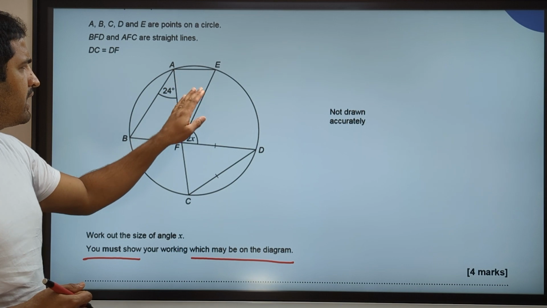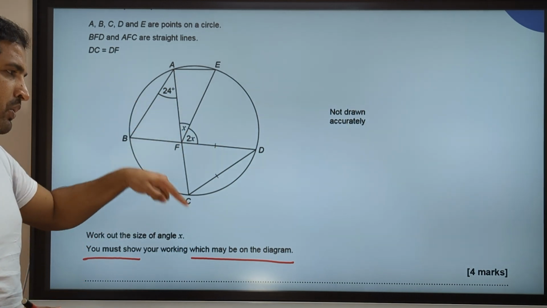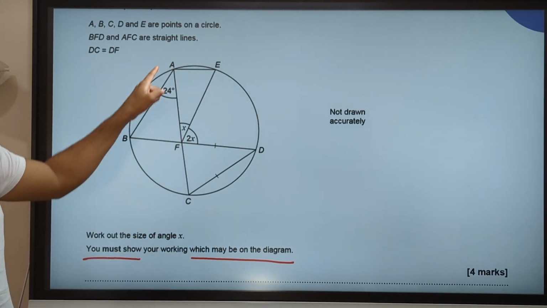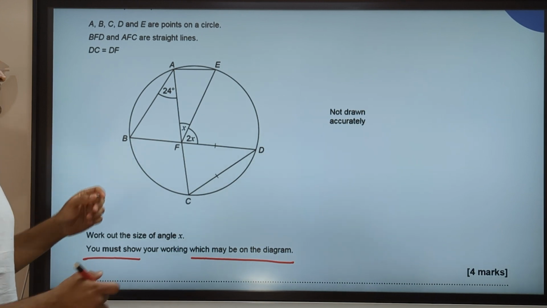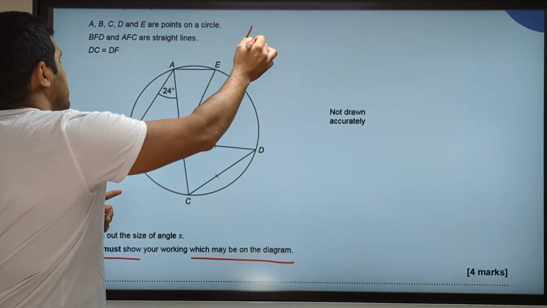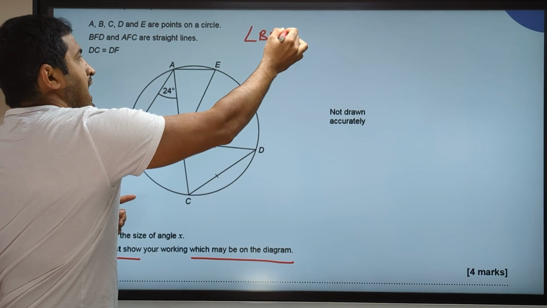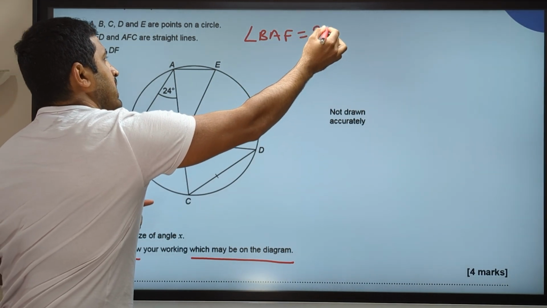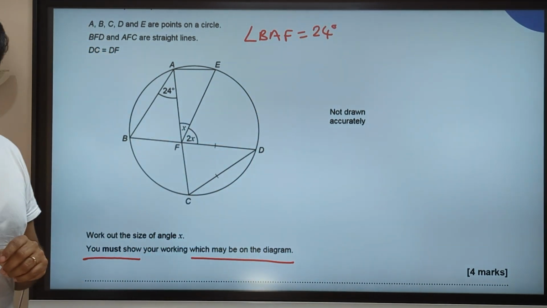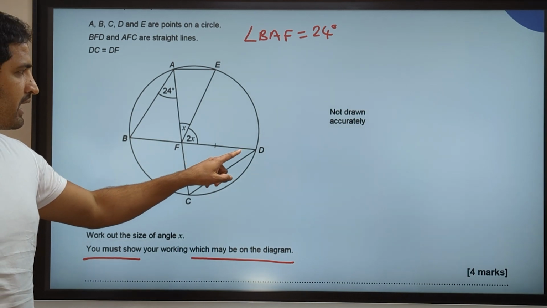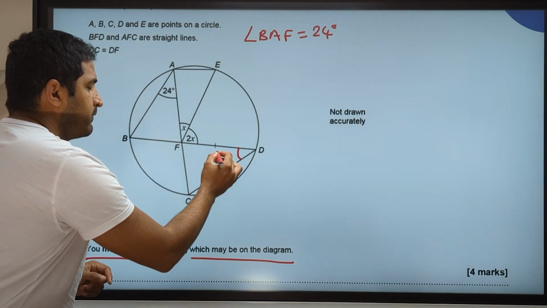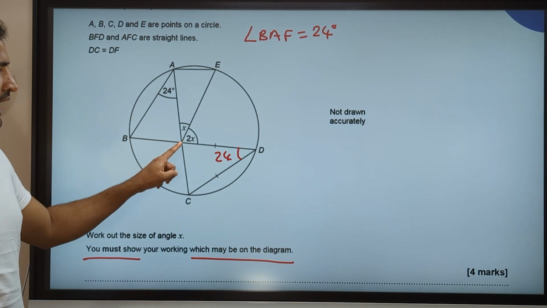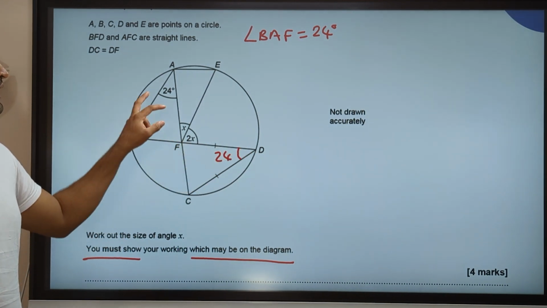If I have to say any one of these angles is the same, and I have to write it down underneath, I need to use the 3-letter notation to write that angle down. So for example, angle BAF is equal to 24 degrees. Now if I wanted to say this angle is also 24 degrees, I have to say FDC is 24 degrees. And why?